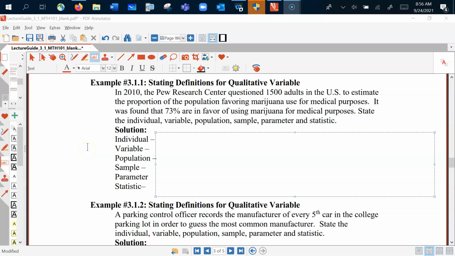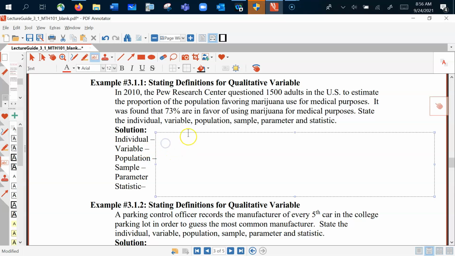So our first example, 3.1.1. In 2010, the Pew Research Center questioned 1,500 adults in the U.S. to estimate the proportion of the population favoring marijuana use for medical purposes. It was found that 73% are in favor of using marijuana for medical purposes. State the individual, variable, population, sample, parameter, and statistic.